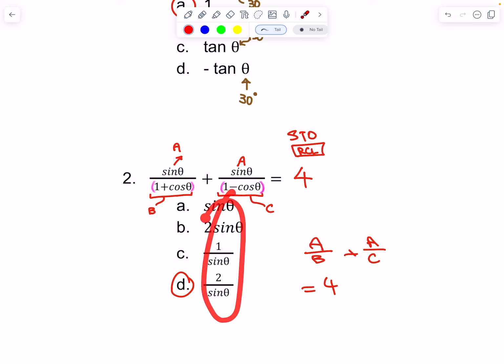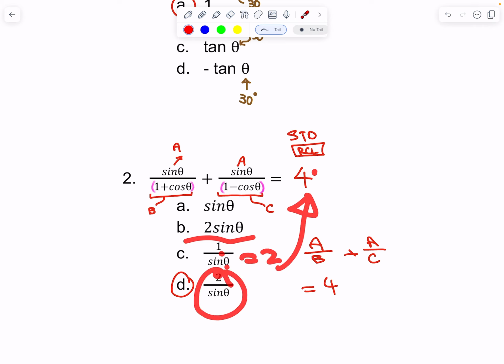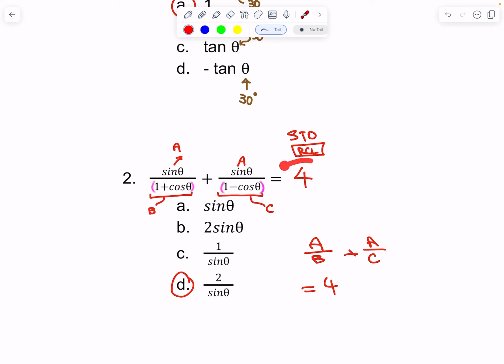But I don't have the answer for here, right? So you click everything one by one. The first one, sine theta, 0.5, it doesn't match. This one, 2 times 0.5, 1, it also doesn't match. And the 1 over 0.5, which is 2, this also doesn't match. But this one, 2 over 0.5, it's 4. Click all the options and see which one matches the answer.